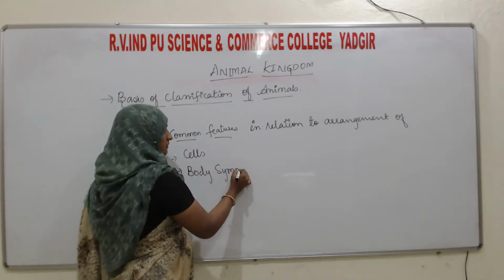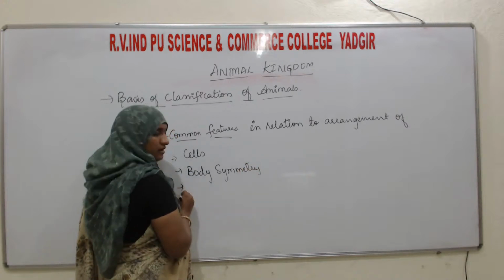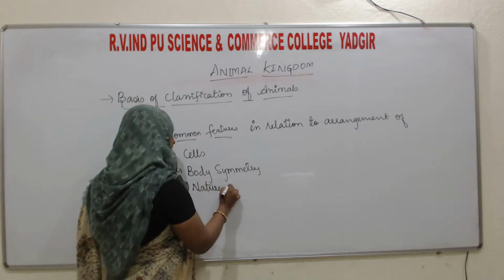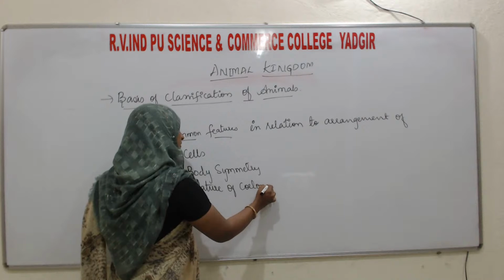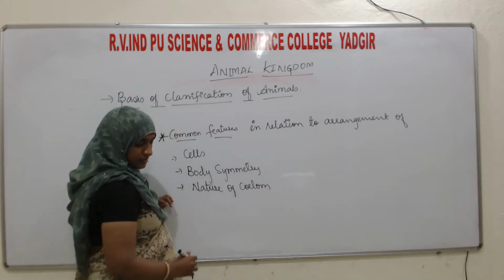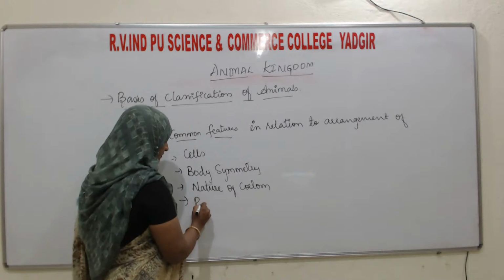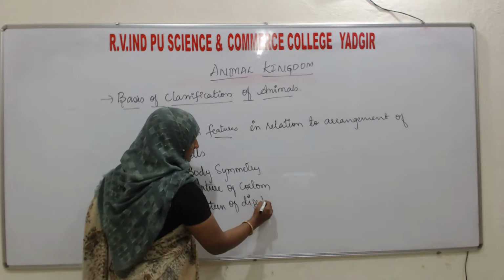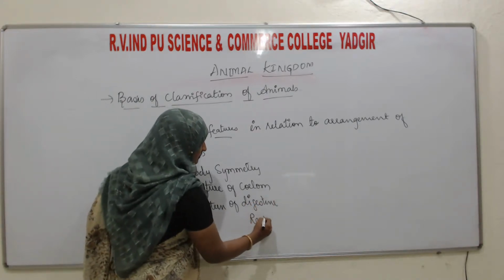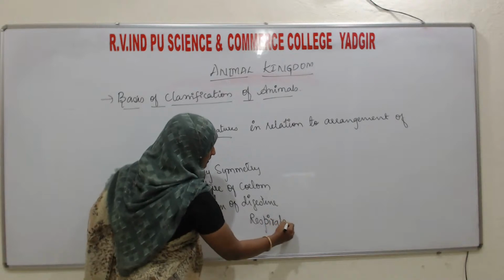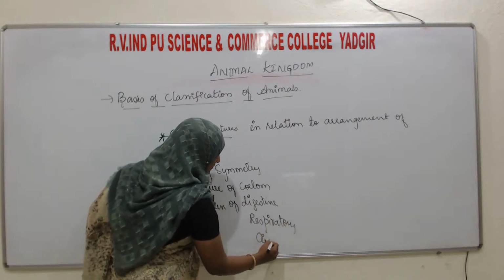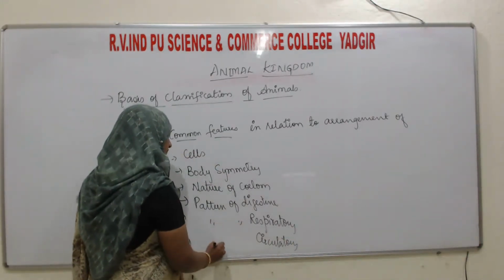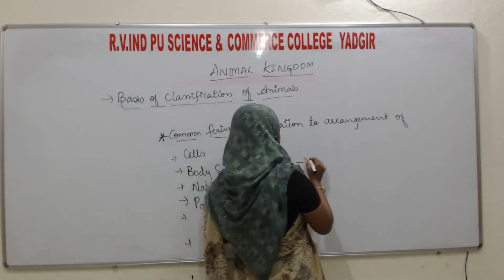Body symmetry. Then third one, nature of coelom. Nature of coelom. Then pattern of digestive, pattern of respiratory, pattern of circulatory systems, then mode of reproduction.